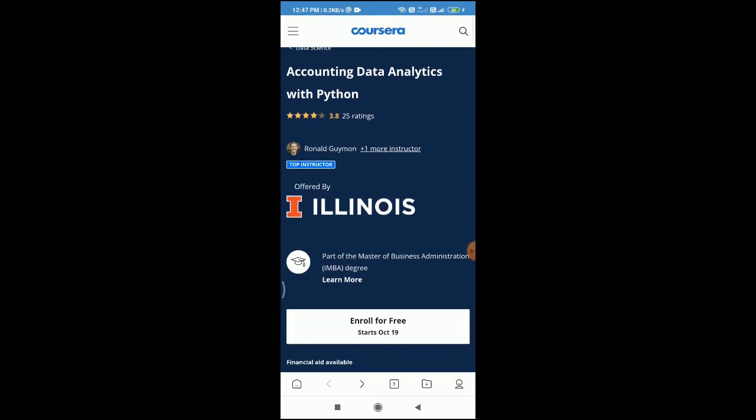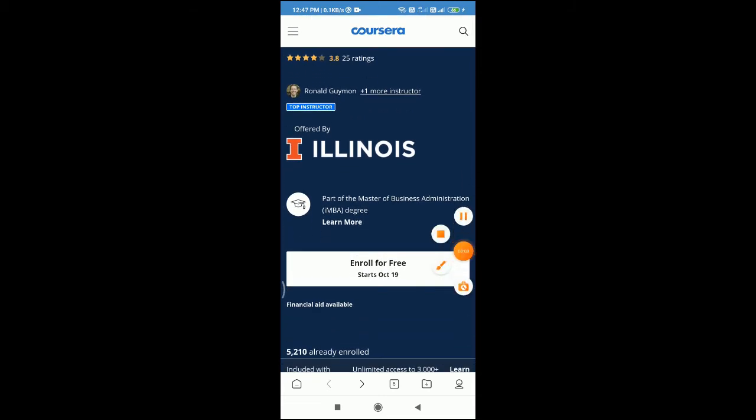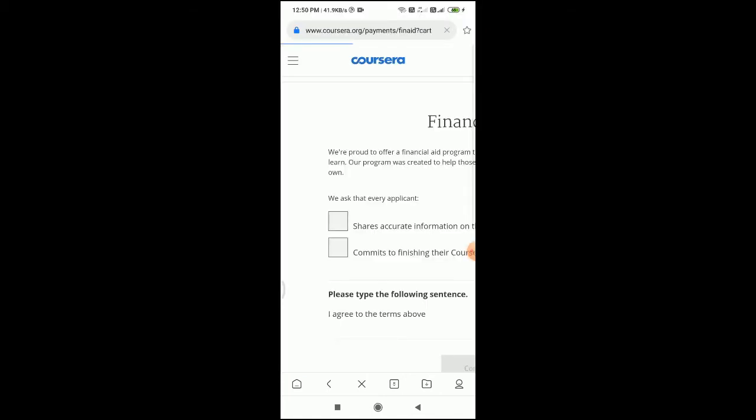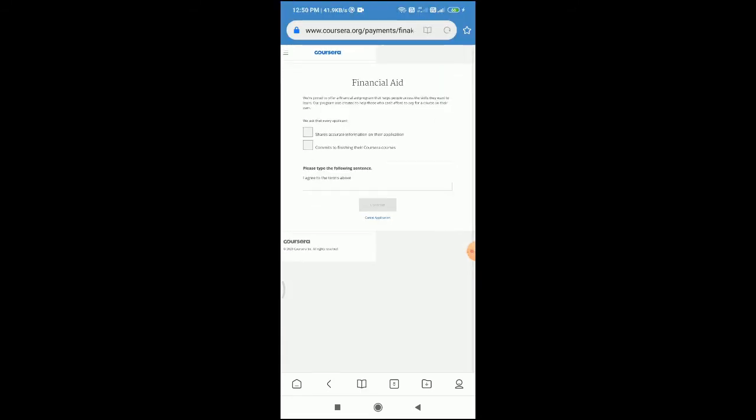This is the same course. So enroll for free is talking about the 7-day trial period. You should not click on this. So now we are going to click on financial aid available just below this tab. Once you click on this tab, the next page that will open is this one. So now you have to click on continue to the application. Once you click on it, this page will pop up.